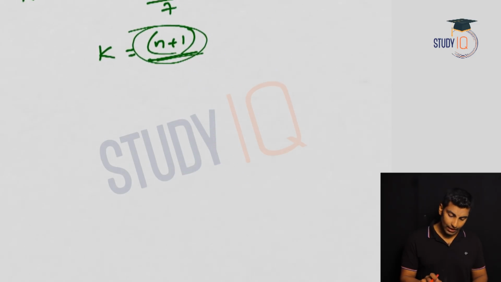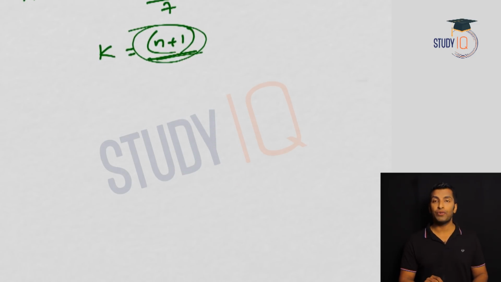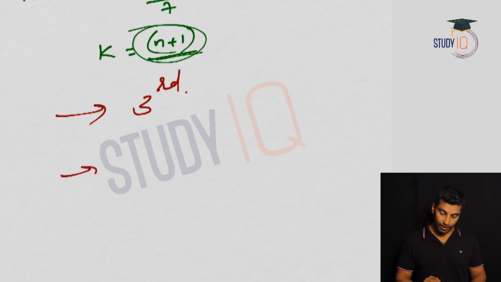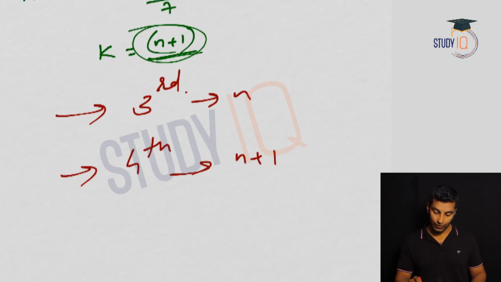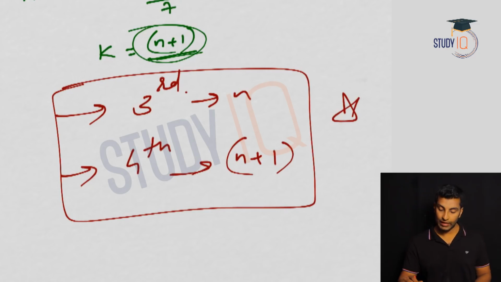Otherwise, what you can do is, the average of 5 consecutive numbers will be the third term. So if the third term is n, the average of 7 terms will be the fourth term, so that is n plus 1. This is very, very simple if you think in this way.